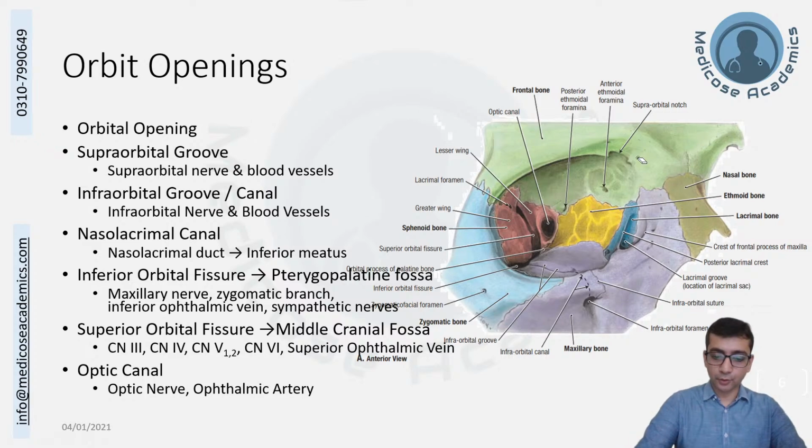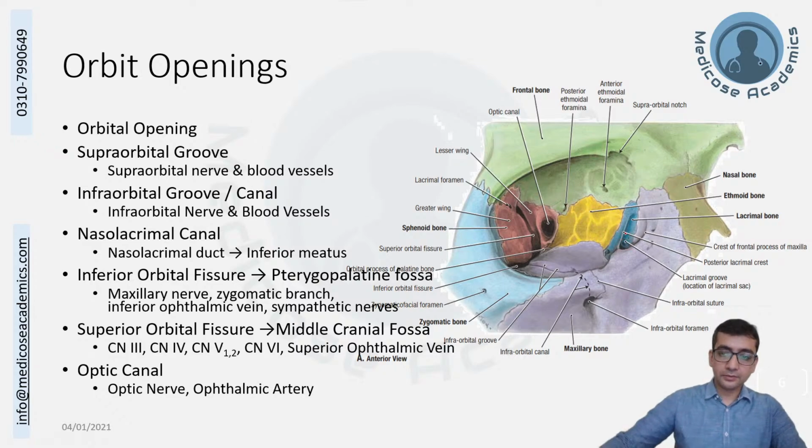Then there is the supraorbital groove shown right here: supraorbital notch, supraorbital foramen, supraorbital groove. Depending upon the exact bony shape, it has different names. This notch contains the artery, vein, and nerves of the same name. It will contain the supraorbital artery, the supraorbital vein, and the supraorbital nerve.